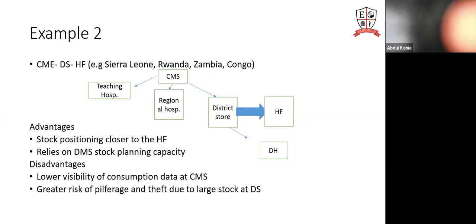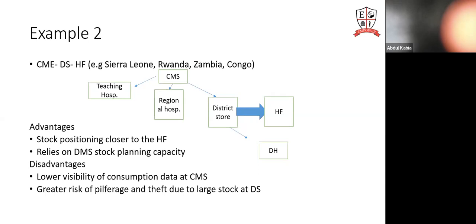But the disadvantage will be lower visibility of consumption to the district before it comes to central. Because of that line of command, the visibility at central will be lower. And there is a greater risk of pilferage and theft because large stock is moved to those district stores. So there's a risk of fraud and theft along the way because they don't have clear visibility at central, because the system will mandate you move them to the district, and the district does their planning and sends on. So all those might be disadvantages for the system.